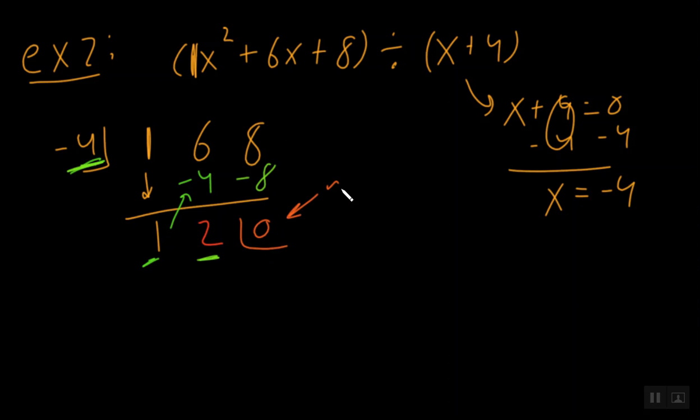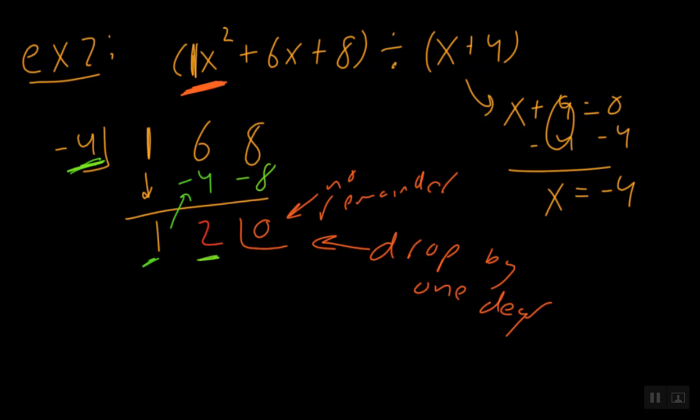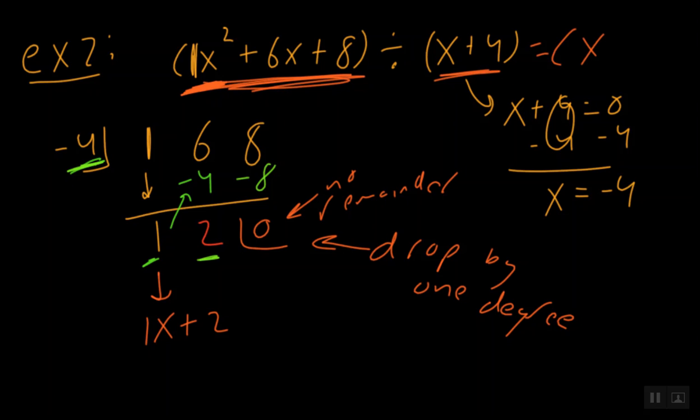But wait a second, what's this mean? There's no remainder, and if we started out with an x squared, remember we're going to drop by 1 degree, and so this is really just 1x plus 2. Okay, or said another way, x squared plus 6x plus 8 divided by x plus 4 is really just x plus 2.